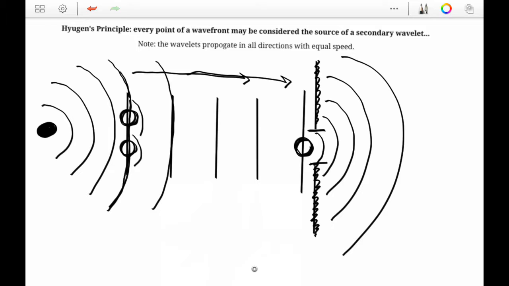But just so you know, Huygens' principle can simply be summarized as the edge of a wavefront creating a series of circular waves. And the amount of bending is more extreme for a small opening.